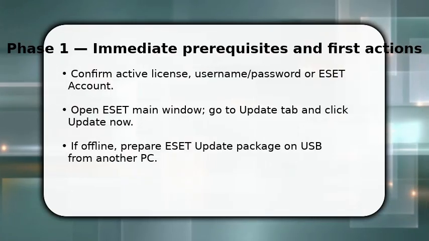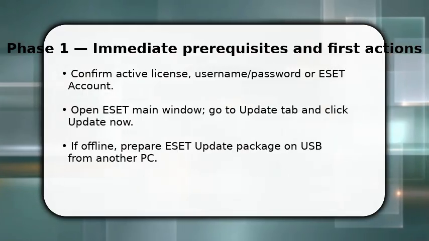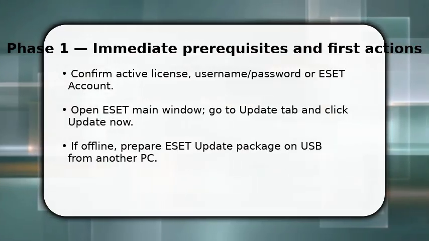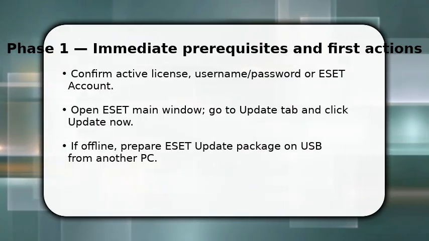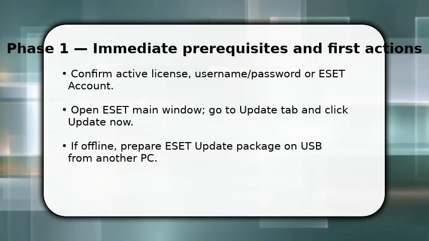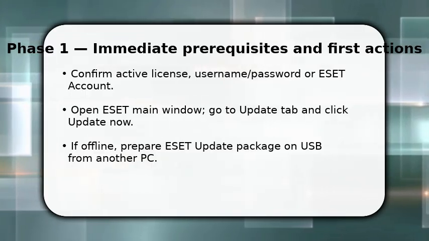You begin by confirming the essentials. Your license is active and you have credentials or ESET account access. Open the ESET NOD32 main window now, navigate straight to the Update tab and press Update Now. This triggers virus signature and program module checks.